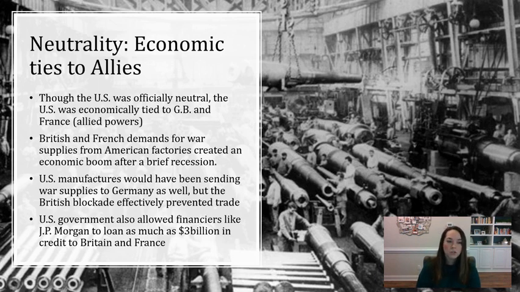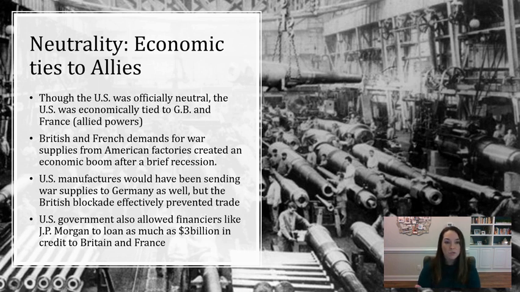Though we are officially neutral, we were economically connected to Great Britain and France, the Allied powers. Britain and France demanded these supplies, and our American factories were able to produce them very efficiently. It created an economic boom after there was a recession at first. U.S. factories were sending supplies to Germany as well, but because the British were so effective in their blockade, more supplies went to the Allied powers than the Central powers.